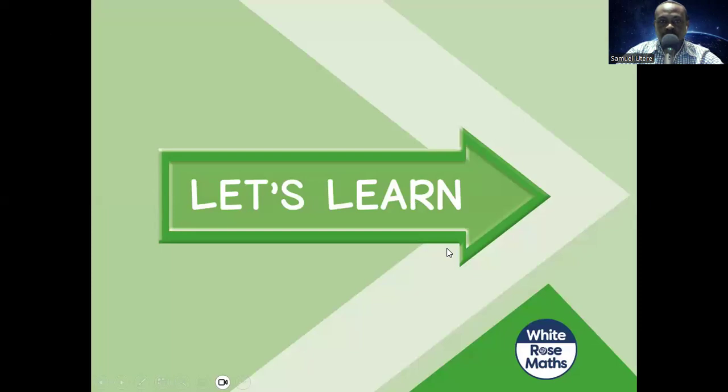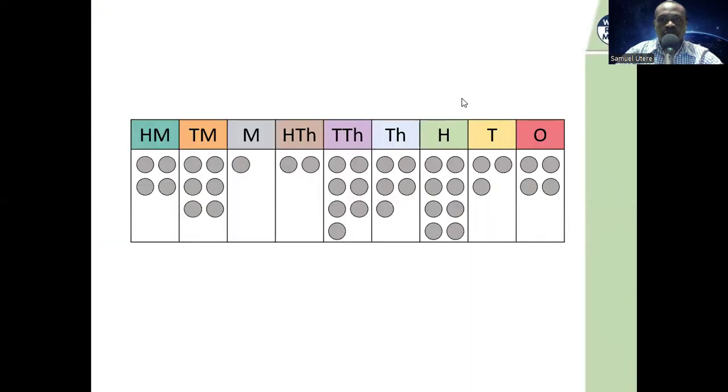Let's do some new learning. If you look at this place value chart, what do you think it represents? What number? I'm sure in the previous lesson you've learned how to use a place value chart. Here is what we could have. We have 400 million. You can see the counters. We have 4 counters in the 100 million column. So we have 400 million.